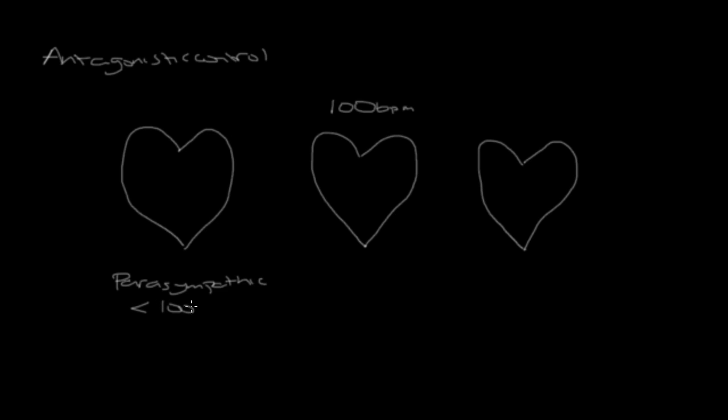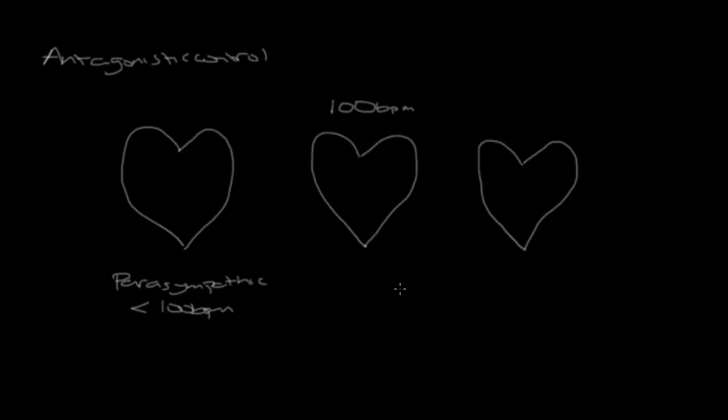So the final part of this video is going to talk about something called antagonistic control. And this is to do with something called the parasympathetic and the sympathetic response, which is part of the nervous system. So if we talk about the response on the heart, the heart is beating at 100 beats per minute. And if the heart starts to beat more than 100 beats per minute, what happens then is that the parasympathetic response tries to get it to beat at less than 100 beats per minute.